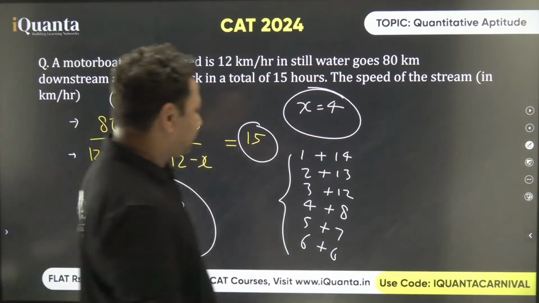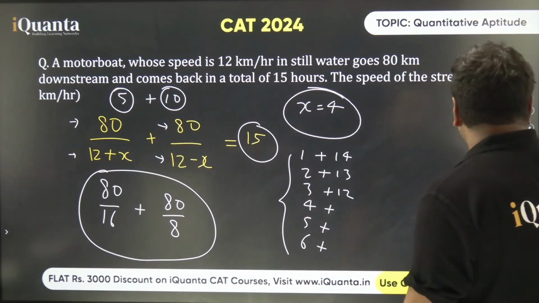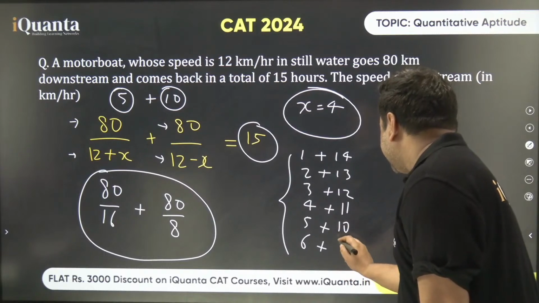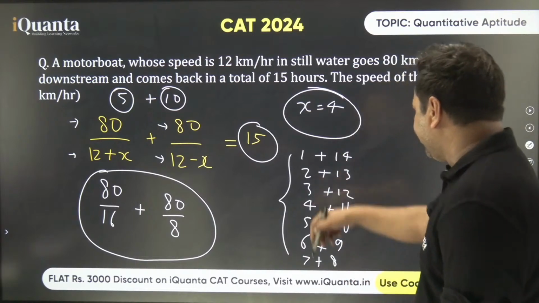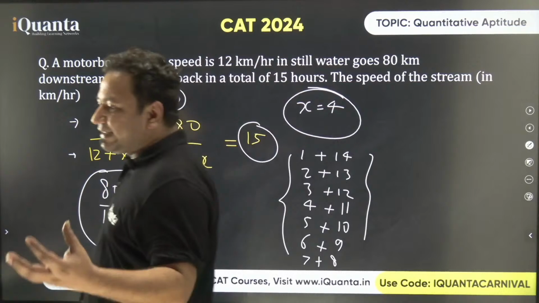मैंने कुछ गलत किया है क्या? 3 plus 12. So sorry. 4 plus 11, 5 plus 10, and 6 plus 9. And also 7 plus 8. So in which case, there are 7 cases, in which case do we have both the numbers as the factors of 80?